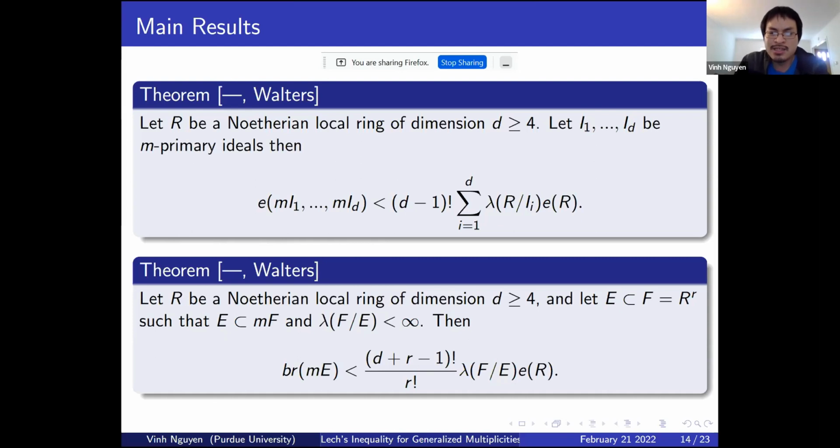Okay, so it turns out that based on the formula that I showed earlier that relates the Buchsbaum-Rim multiplicity with mixed multiplicity, the second inequality actually follows from the first inequality. So I'm just going to talk about the first inequality for the rest of this talk.